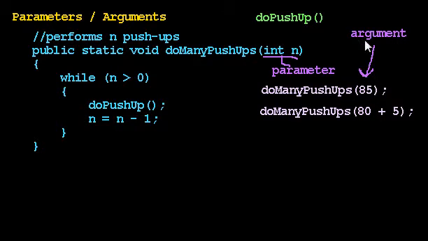This is an argument expression. That kind of fits. An argument expression. And this is a parameter name. This is always going to be the name of a variable. We're going to declare a variable with this name.